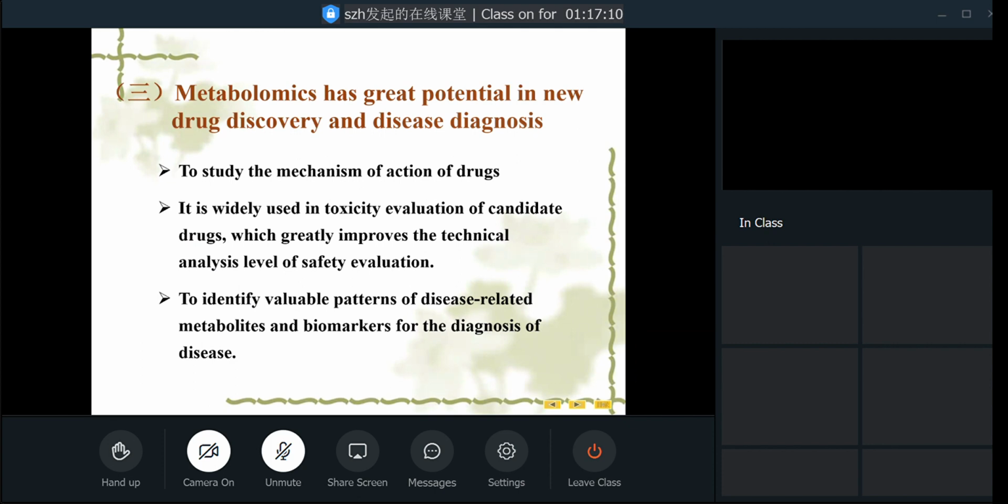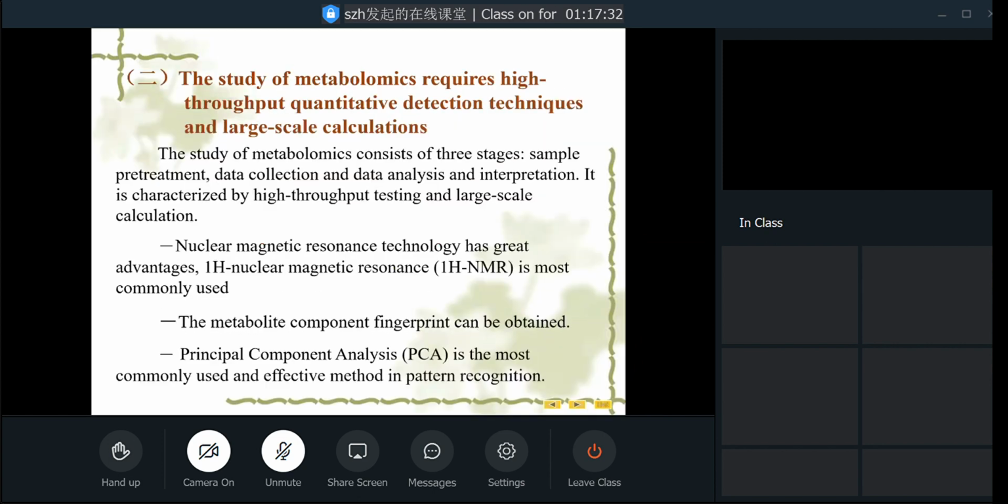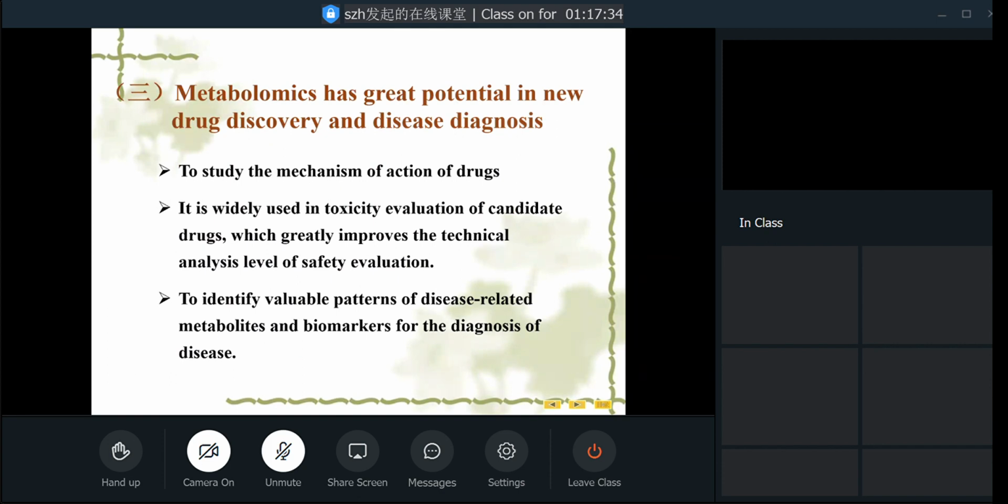It is widely used in toxicity evaluation of candidate drugs. And lastly, it identifies vulnerable patterns of disease-related metabolic biomarkers for the diagnosis of disease. So this kind of method is used in the discovery of new drugs and in disease diagnosis.